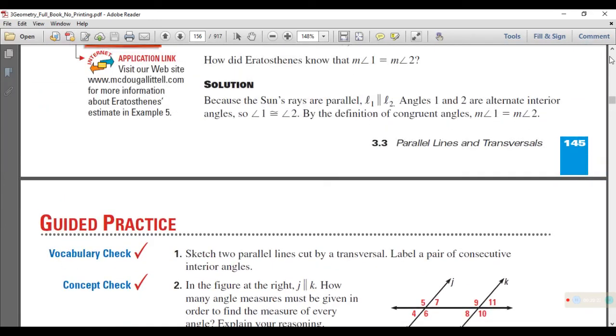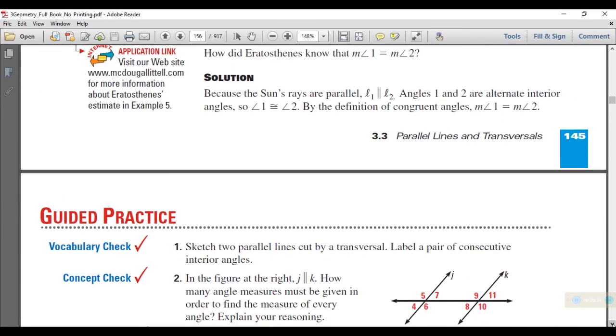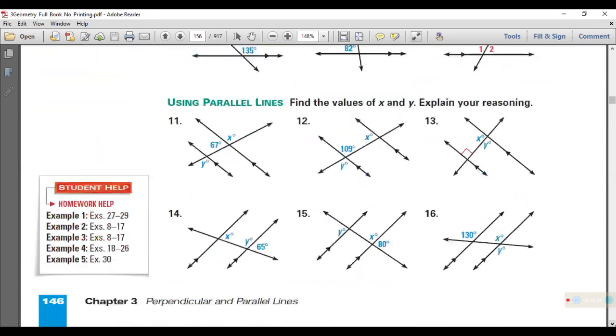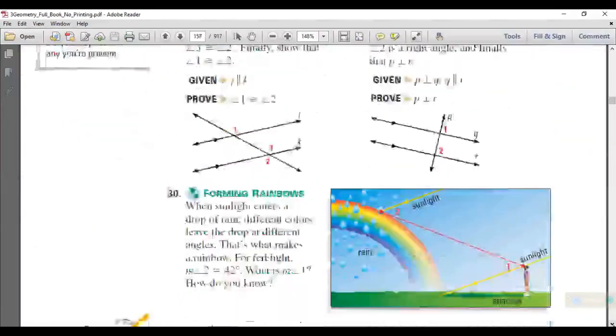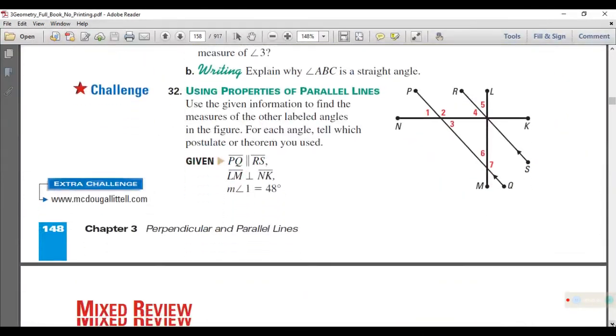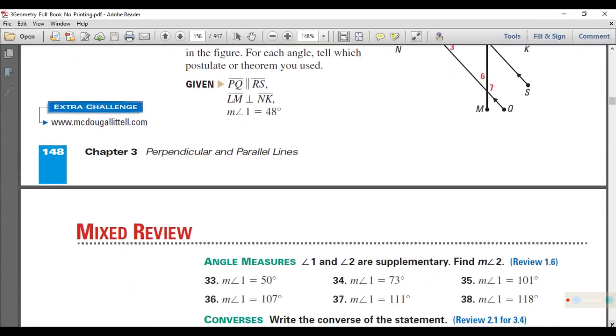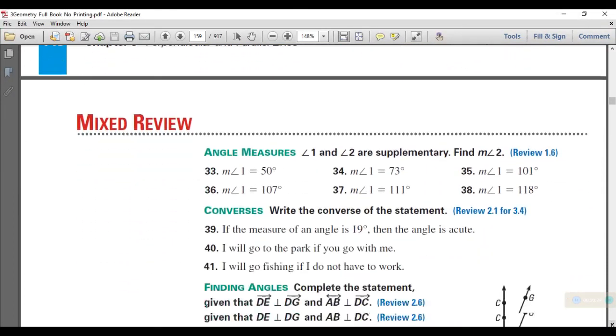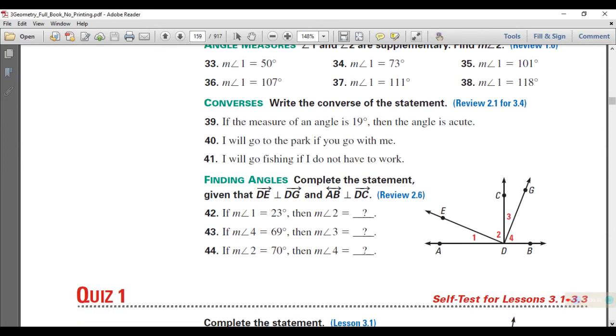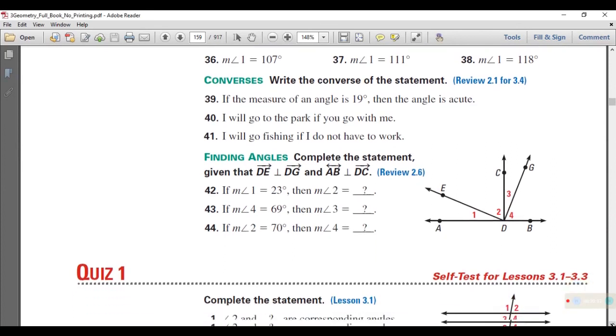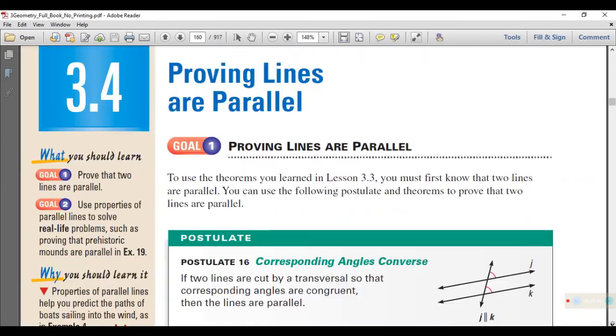Okay. Hindi ko na siya i-explain isa-isa. Hopefully, this is the last for that section. Kasi gusto ko na siya i-cut at this point. So, cut ko na siya at this point, and then next time, we are going to talk about proving lines are parallel, okay?